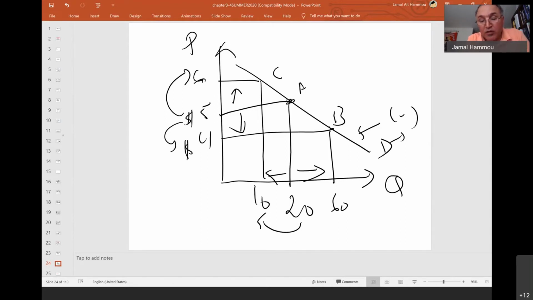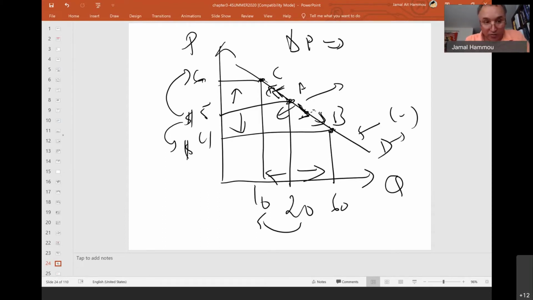Also, we say it's a movement along the demand curve. It means when we change the price, we have a movement along the demand curve. I'm going up and down the curve. I'm not going to the left or to the right. I'm just staying on the same curve. When I change the price from 5 to 6, I moved from A to C. I go up the curve. And when I decrease the price from 5 to 4, I'm moving downward to point B. But I didn't leave the curve. I stayed on the same line.